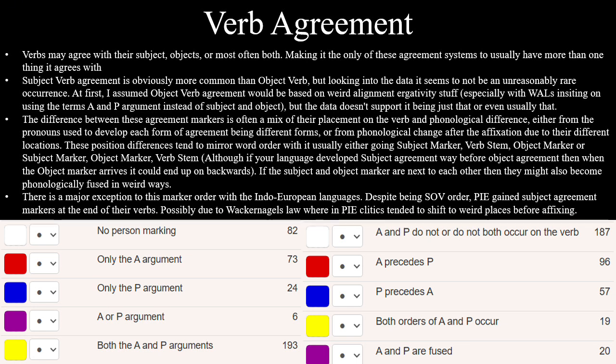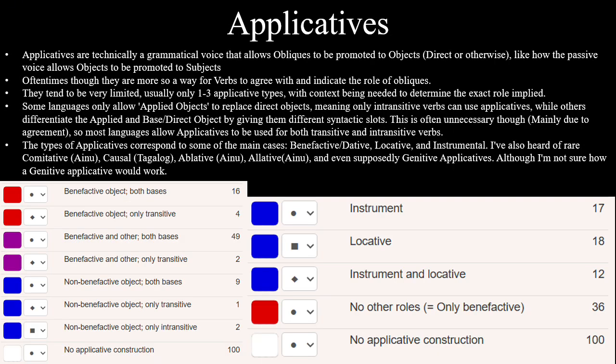There's one major exception to this, though. In the Indo-European languages, despite being SOV back in Proto-Indo-European days, they have subject agreement at the end of the verb and no object agreement, perhaps being due to subject pronouns getting moved around in weird ways. Now onto a related but rarer thing, applicatives, found in languages like Swahili and Ainu.